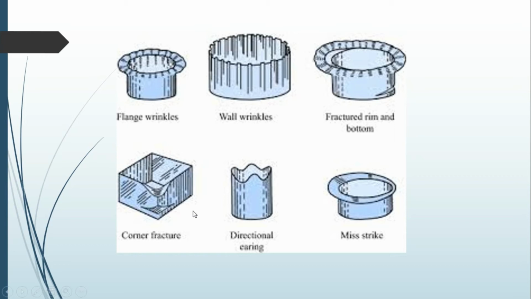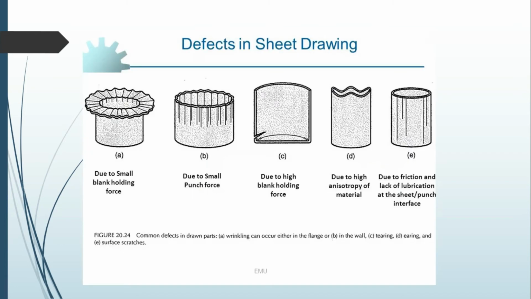Corner fracture is when the corner is going to fracture, and directional earing is nothing but, you can see how the waviness is taking place, and mis-earing is when one side is small and another is big. Please go through the book and read it clearly. This will be one of your assignments from this metal forming topic, so you should go through the books and study this very well.